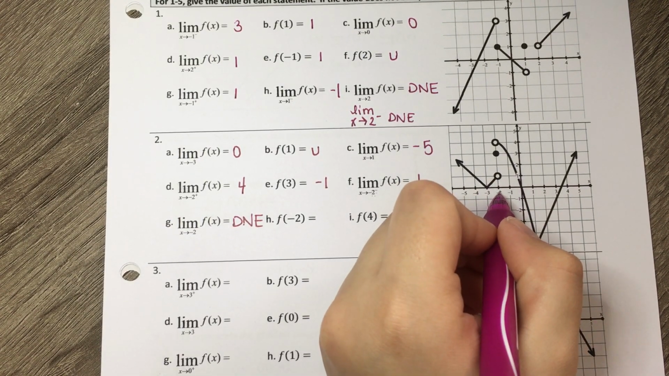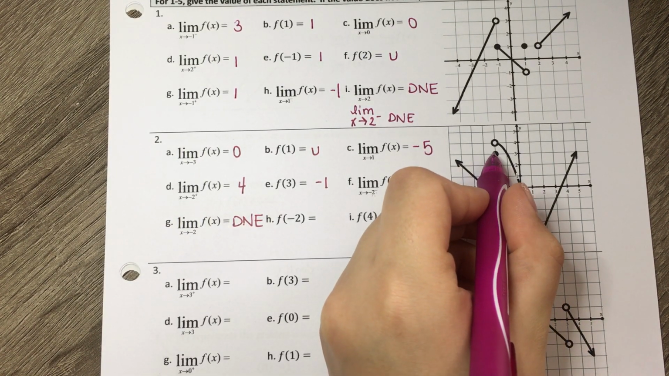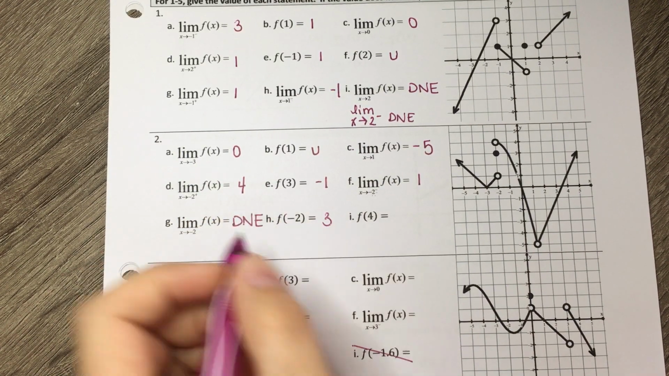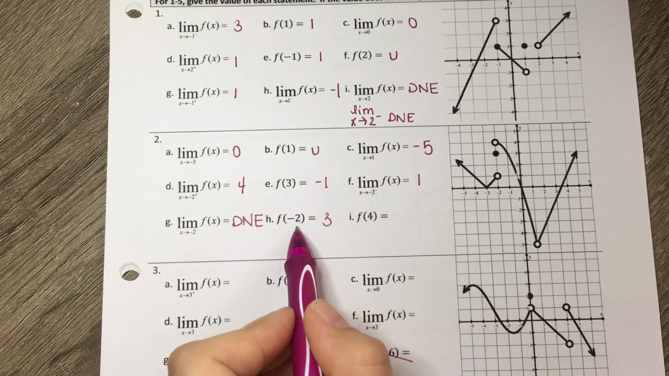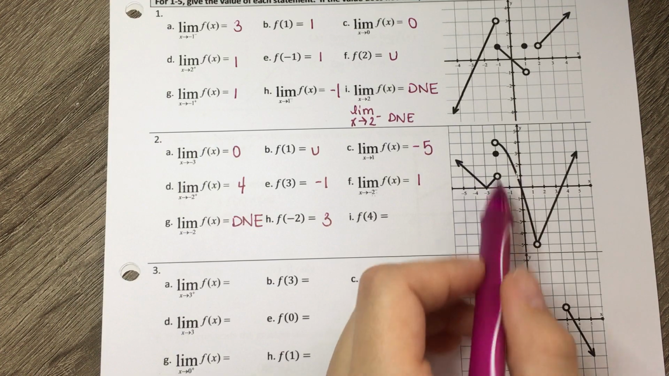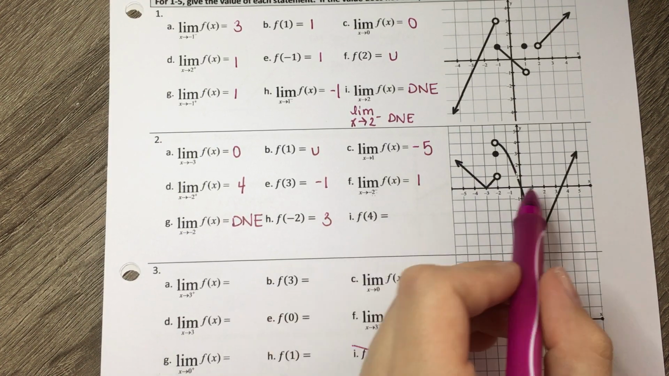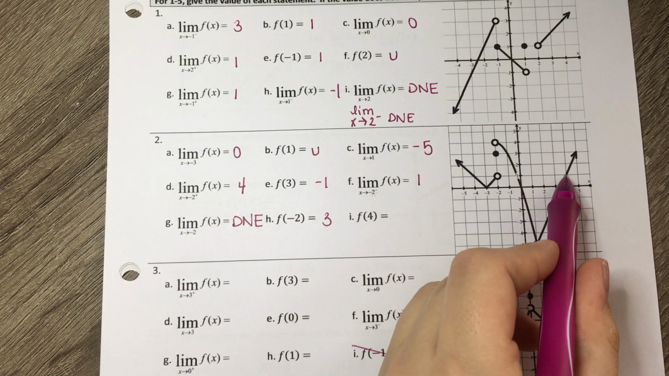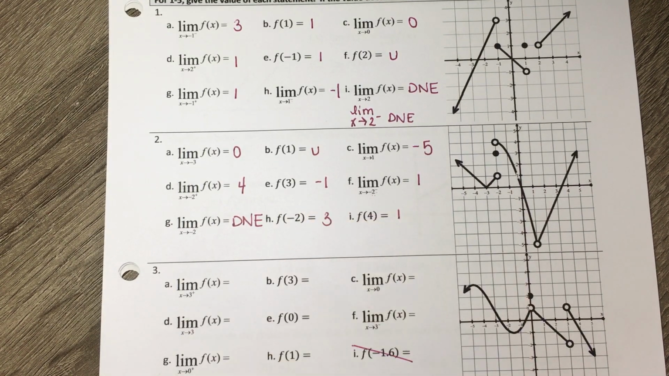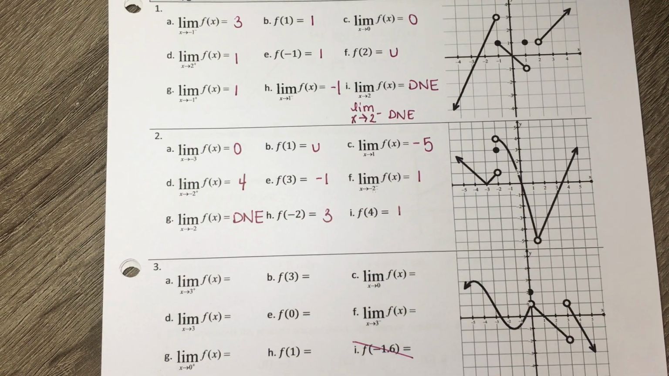When my x value is 2, my defined y value is equal to 3. Once again, this is not a limit, so you need a defined point there, and that defined point is at 3. Same thing, not a limit, so when my x value is 4, my y value is 1. And then there's number 2. All right, we're halfway through this sheet.